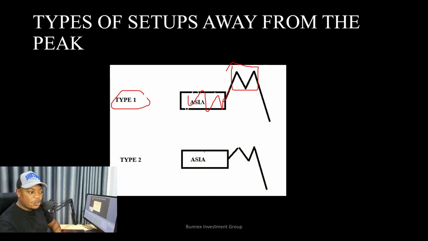Then we have the type 2, which will be in line with the Asian session range. This is also another type of entry that is of high probability, and it repeats almost each and every week.